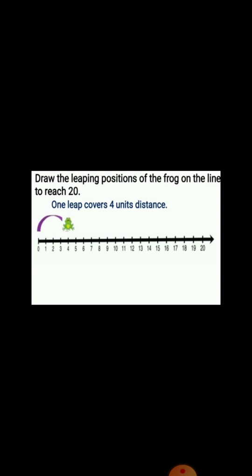Again count 4 numbers and then jump to the next 4 and this time it will come to what? 4 plus 4 is 8. So this time it will come to 8. Still the frog has not reached the number 20. So again it will jump 4 numbers. 8 plus 4 is 12, and it comes to 12. Okay, again it will jump 4 numbers and come to 16 because 12 plus 4 is 16.